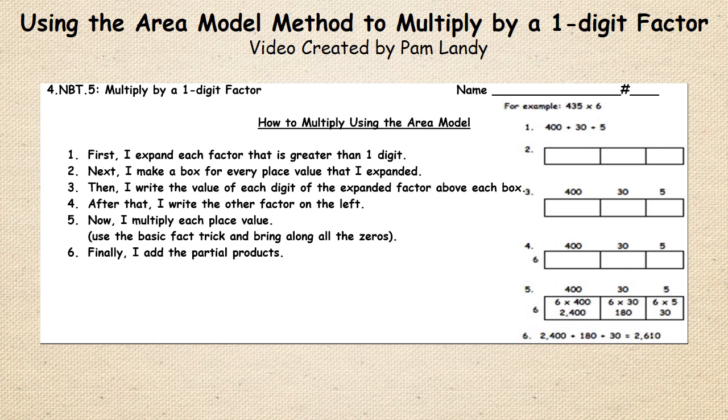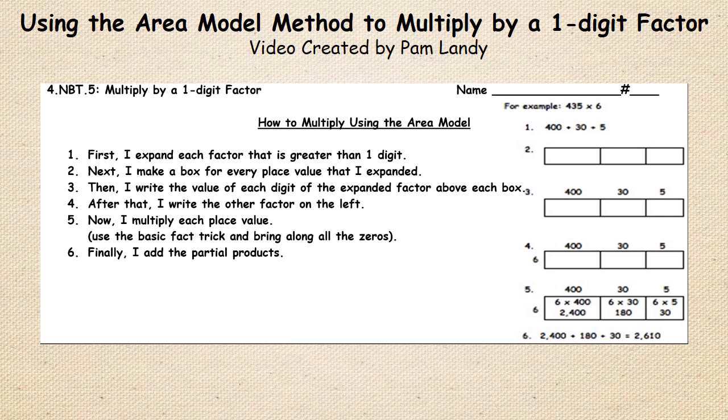It's time to learn. So let's take a look at our helping chart first. Read the steps with me. Step 1. First, I expand each factor that is greater than one digit. Step 2. Next, I make a box for every place value that I expanded. Step 3. Then I write the value of each digit of the expanded factor above each box. Step 4. After that, I write the other factor on the left.